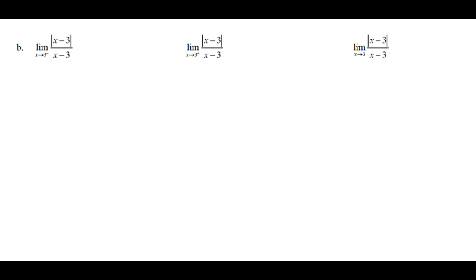Okay. The limit as x approaches 3 from, where are we coming from? From below of the absolute value of x minus 3 over x minus 3. So what's our first strategy? Substitute in 3. What does that give us if we substitute in 3? 0 over 0. Okay, so what do we know if it's 0 over 0? So we know there's a limit then, right? So now how are we going to find that limit?